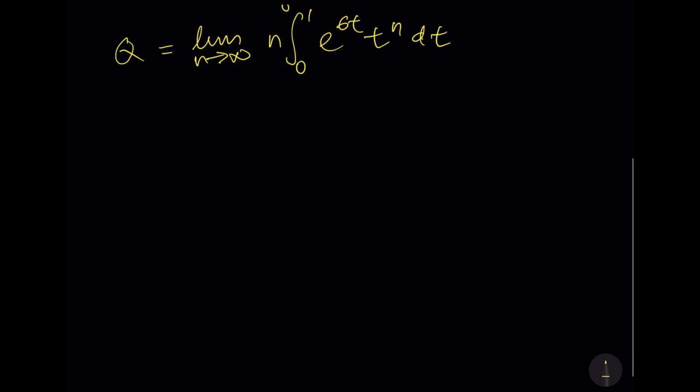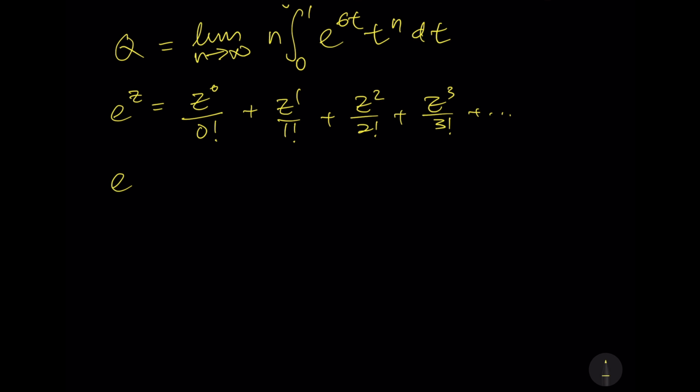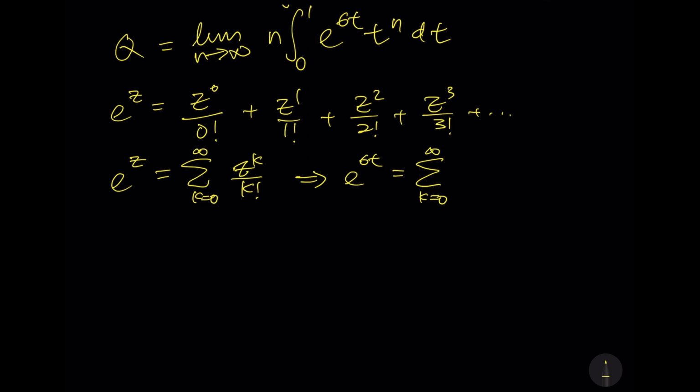According to the Taylor series, e to the power z equals z to the power 0 divided by 0 factorial, plus z to the power 1 divided by 1 factorial, plus z to the power 2 divided by 2 factorial, plus z to the power 3 divided by 3 factorial, and so on. Which means e to the power z equals the summation of k equals 0 until infinity of z to the power k divided by k factorial. In our case, we have e to the power 6t, so z becomes 6t.